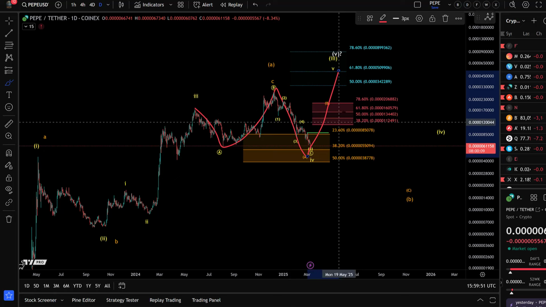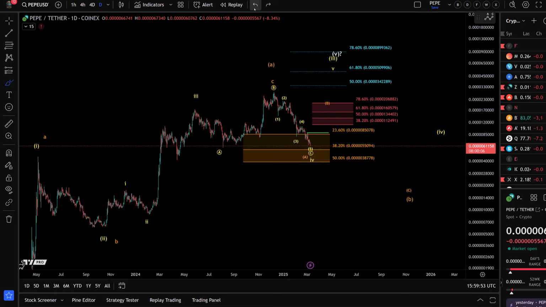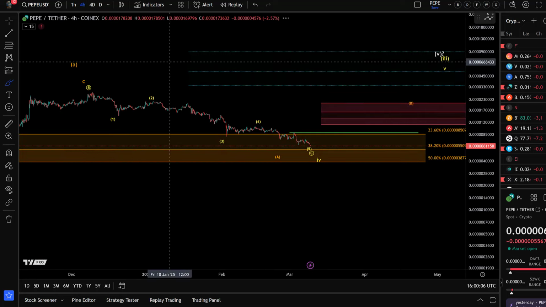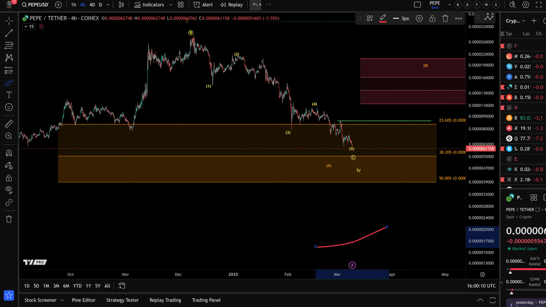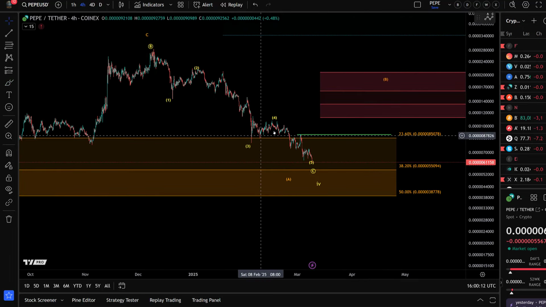So that's one idea I have, but again, until we form some kind of a low and we get finally some kind of a signal that a bounce is starting, this is a very, very hot knife to catch if you're trying to go long here. Yeah, the trend is clearly still down. It's been like that for quite some time.